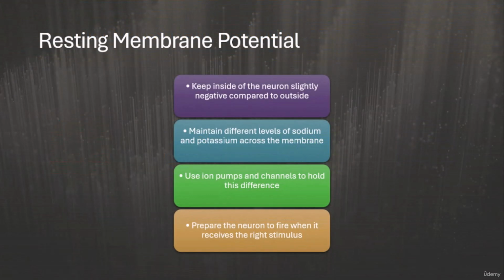A neuron is always ready to send a signal, and the reason it can do this is because it maintains something called the resting membrane potential, which means the inside of the neuron is slightly more negative than the outside. And this charge difference happens because the neuron controls the movement of ions like sodium and potassium, and it keeps more potassium inside and more sodium outside. And by maintaining this difference, the neuron stays prepared to fire whenever it receives the right stimulus.